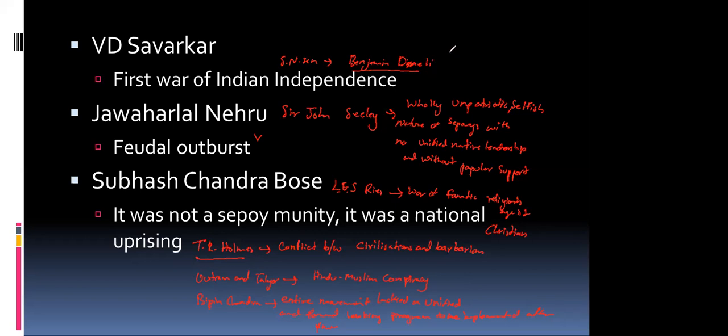And Dr. R.C. Majumdar, these are the different select opinions on the nature of the revolt of 1857. R.C. Majumdar famously remarked that the so-called First War of Independence of 1857 is neither national nor a War of Independence.